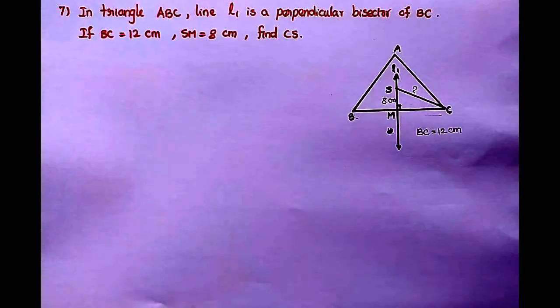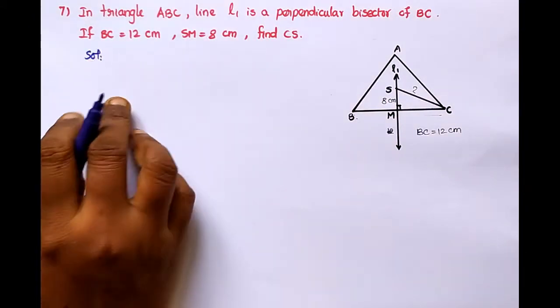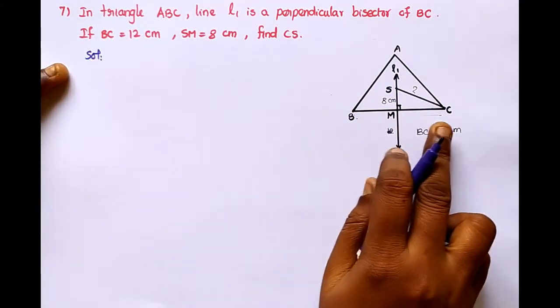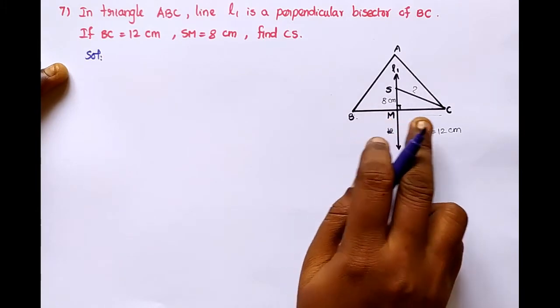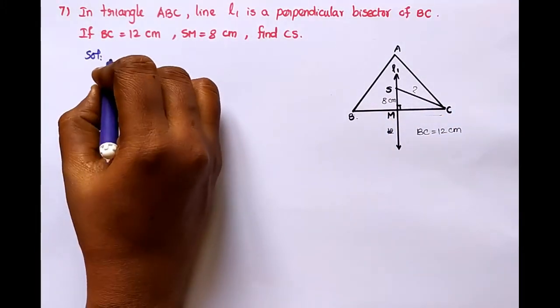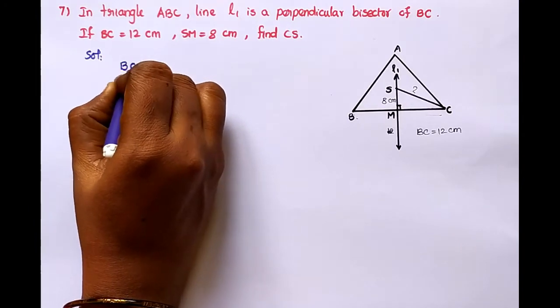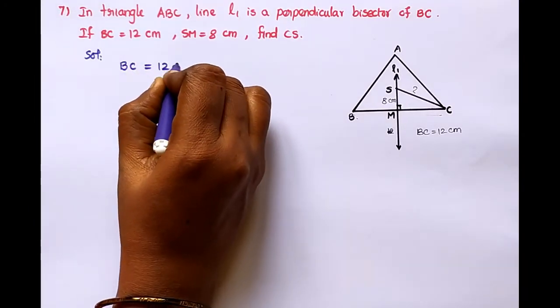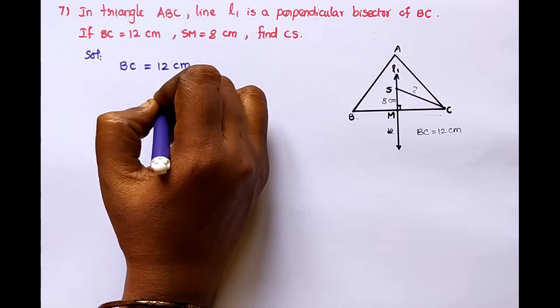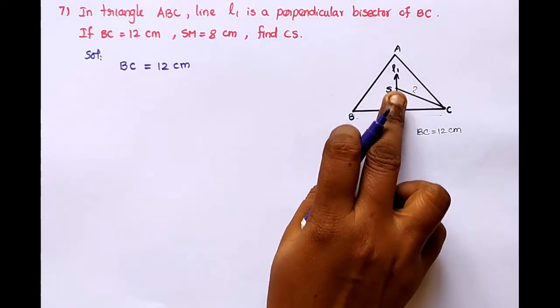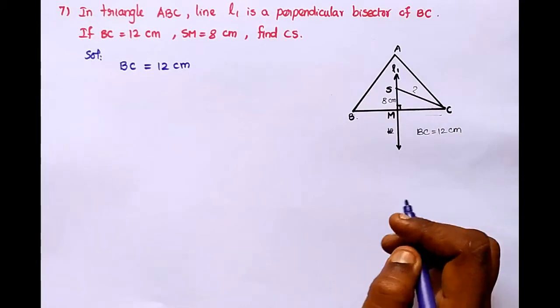Listen, BC is divided into BM and MC. So BC equal to 12 centimeter. Here we take the triangle SMC.